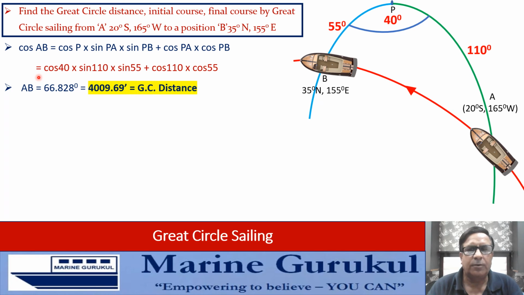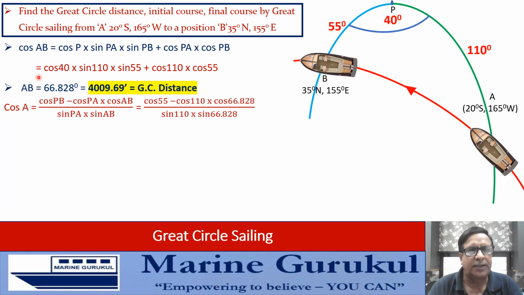We write the cosine formula again, this time for angle A. Obviously angle A would be this angle out here. So when we calculate angle A by putting the values, including using the AB calculated above, we get the value of A as 34 degrees 56.5 minutes. So this angle is 34 degrees 56.5 minutes.